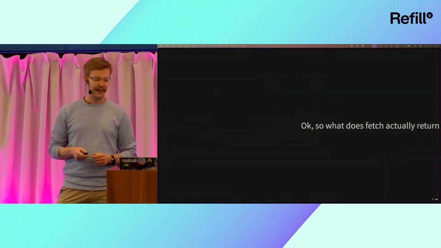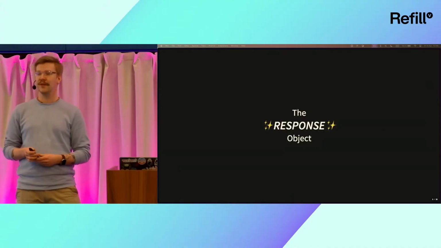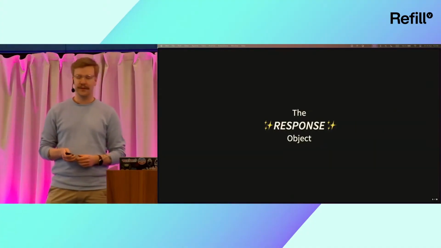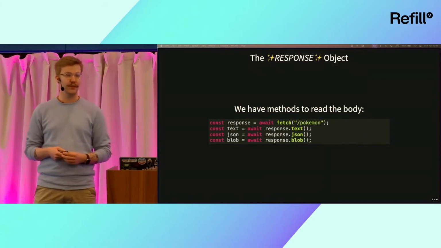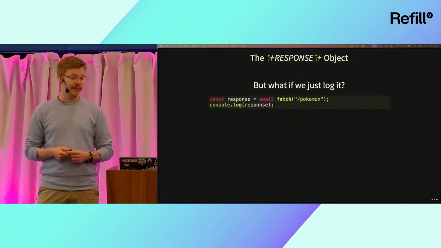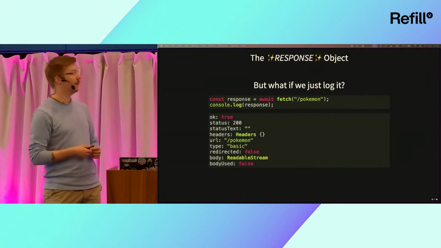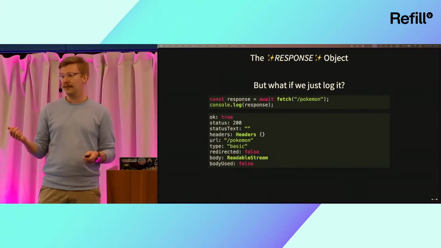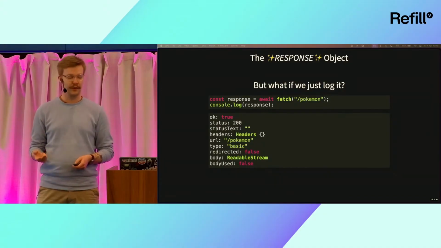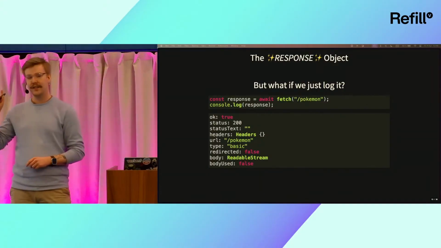So what is it that fetch actually returns? And the answer to that is it returns a response object. And the response object has methods that you can use to read the body. Those are the ones we saw before. And what do we get if we just log the response object? You get something that looks like this. I've prettified it a little bit because JavaScript's console log is weird. But it says that the request was successful. You got a 200 response. Here are the headers you had. This is the URL you called. You were not redirected. And then it says the body is a readable stream.